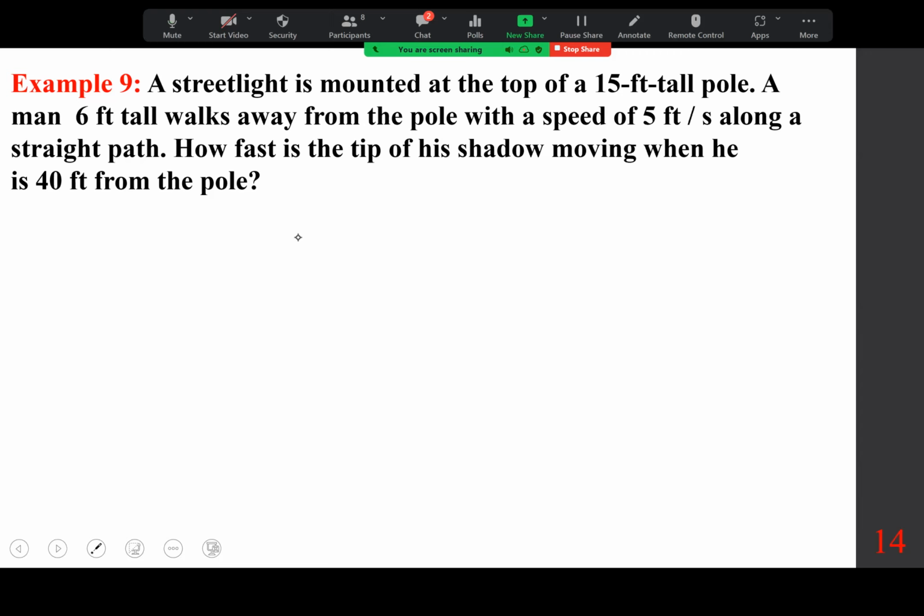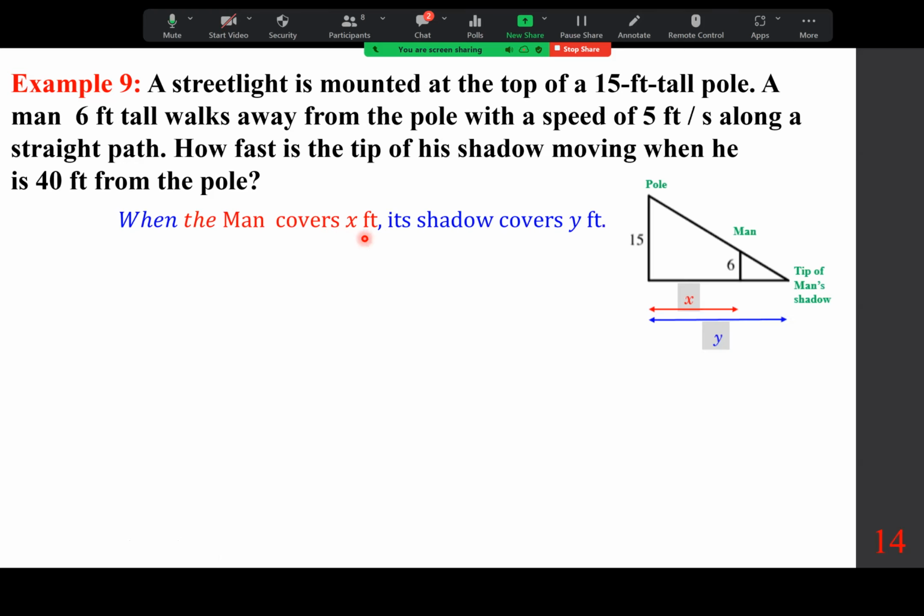A streetlight is mounted at the top of a 15 feet tall pole. A man 6 feet tall walks away from the pole with a speed of 5 feet per second along a straight path. How fast is the tip of his shadow moving when he is 40 feet from the pole? Perfect. So it's important to understand the setup and the drawing. When the man covers X amount, the shadow covers Y amount in this format.